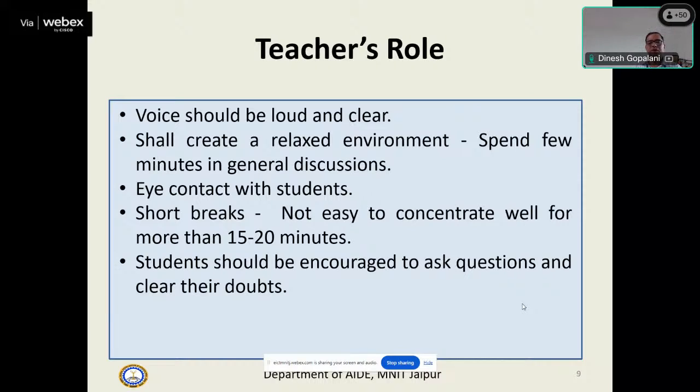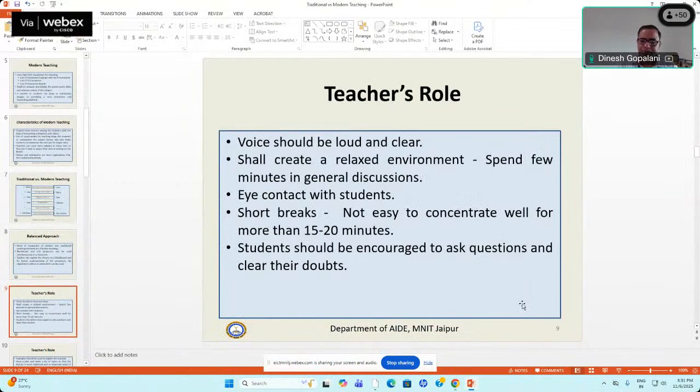And definitely, no matter what the class size is, a student should always be encouraged to ask questions and clear their doubts. Not only will their doubts be cleared, all other students who are not asking will probably also benefit. So if it is more interactive, they will learn more. If it is one way, they will not get many of the things.